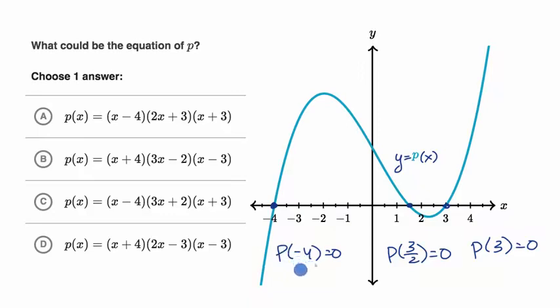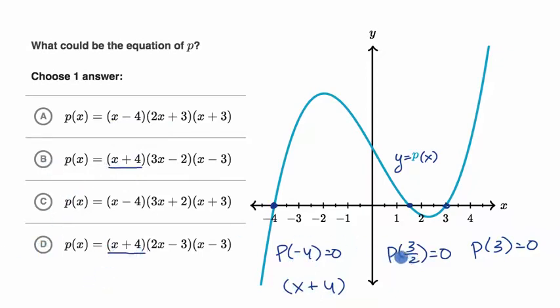So let's see, in order for our polynomial to be equal to 0 when x is equal to -4, we probably want to have a term that has an x plus 4 in it. Or we want to have a product that has an x plus 4 in it, because x plus 4 is equal to 0 when x is equal to -4. Well, we have an x plus 4 there, and we have an x plus 4 there. So I'm liking choices B and D so far.